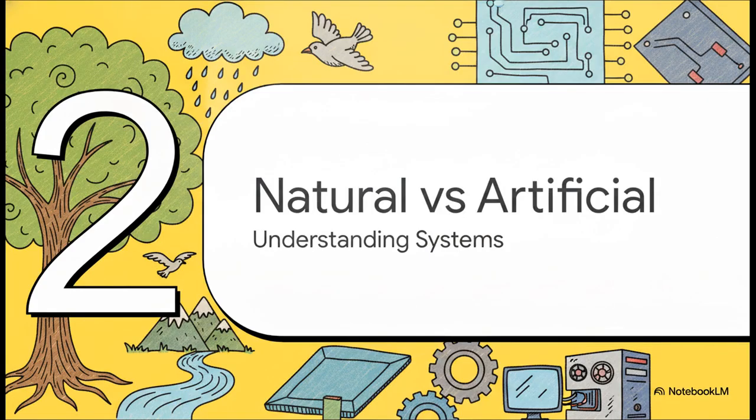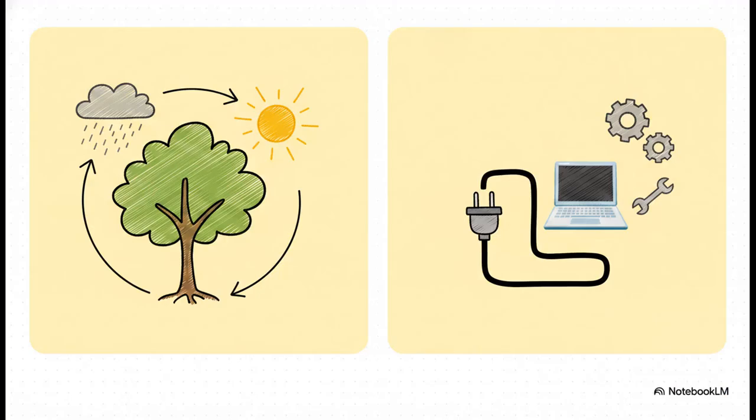All right, Section 2. Natural versus artificial systems and understanding what a system actually is. At its core, a system is really just a bunch of interconnected parts working together to get something done. But there's a pretty massive divide here. Natural systems, think of a forest ecosystem or the water cycle, are totally self-regulating. They evolve autonomously using natural energy. On the flip side, artificial systems like the computer you're on right now are entirely human-designed. They completely depend on us for power, updates, and physical maintenance.